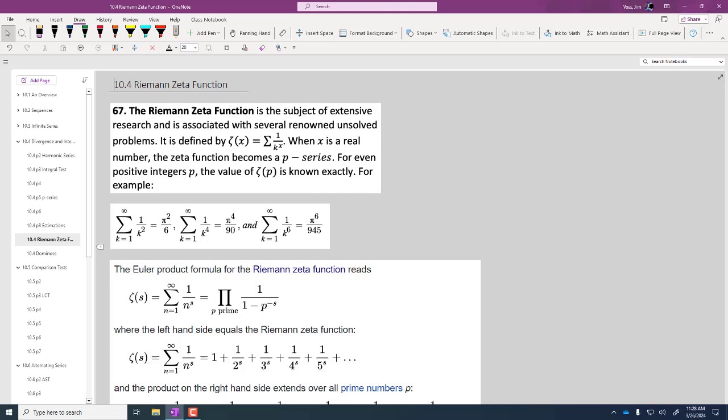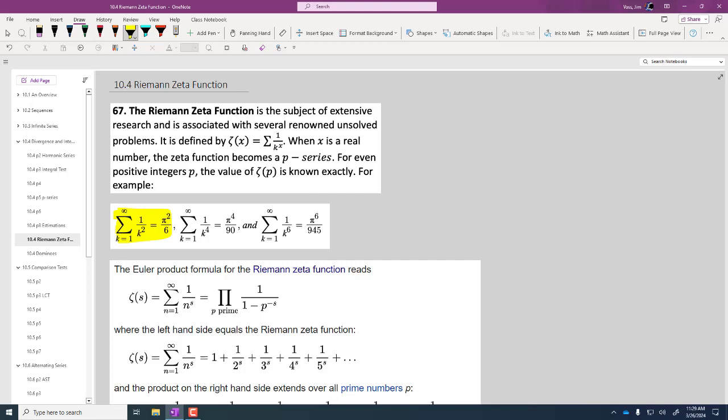For even values, so even positive integers, there are actually computational techniques that allow you to find the sum. So we had this series on the board earlier today, 1 over k squared: 1 plus a fourth plus a ninth plus a 16th. That actually converges to pi squared over 6. And there's a really cool technique to find this pi squared over 6 if you want to look it up. It's not too out of reach, but you could figure that out. Okay, so when x is real, it's just kind of p-series type stuff.